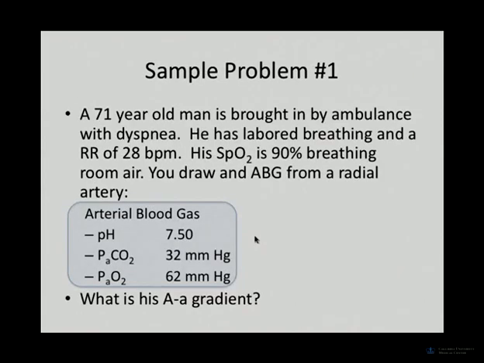So we have a 71-year-old man brought in by ambulance. He's short of breath. He's had labored breathing for an hour, say. He has a respiratory rate that's high at 28. Saturation's 90%. And you draw an ABG. He has a pH of 7.50. He's hyperventilating a little bit. He's driven down his PCO2, and this is what you measure in his arterial blood, a PaO2, an arterial O2 of only 62. What is his AA gradient?